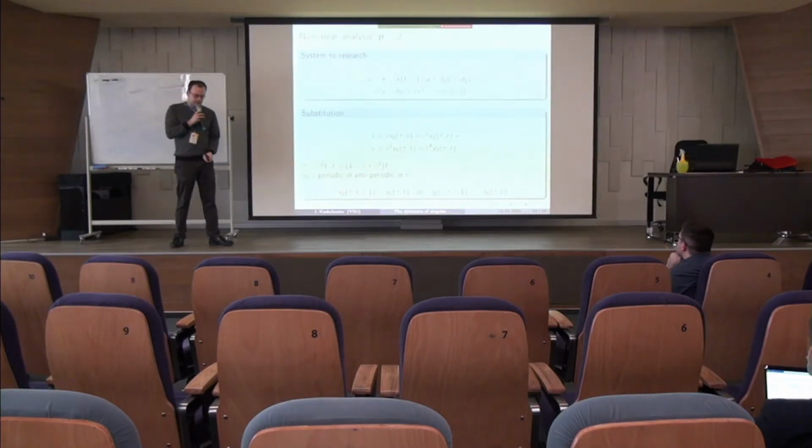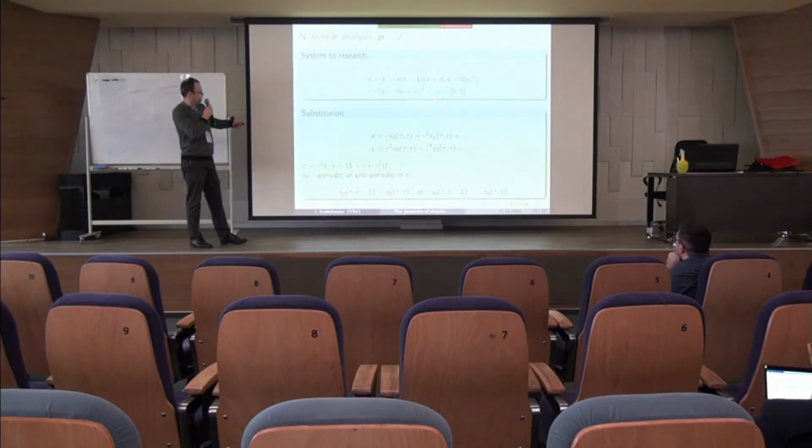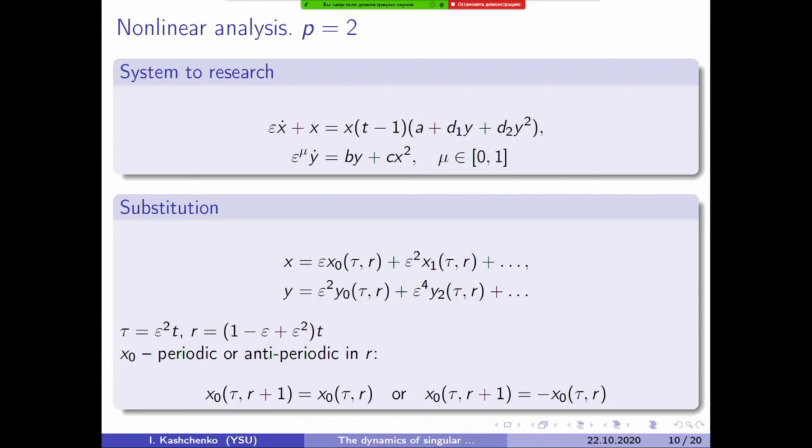Okay, let's come to the nonlinear analysis. In our system, we make this asymptotic substitution. Here we have two new times. One of them, tau, is the slow time. And the second one, which we call r, is some normal time. In some works, this time r is called the quasi or pseudo-spatial variable for this x0 and y0. And x0 is periodic or anti-periodic in this pseudo-spatial variable. For the case a close to +1, we have a periodic condition, and anti-periodic for the situation when a is close to -1.